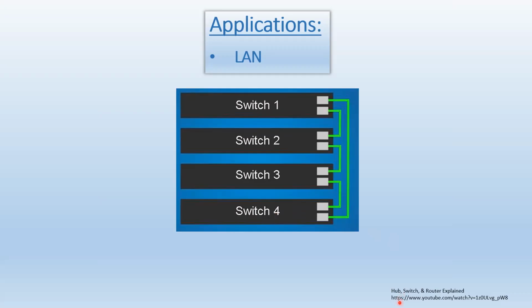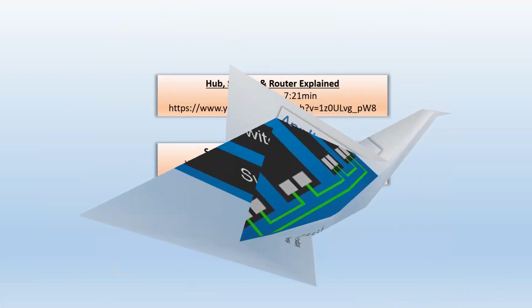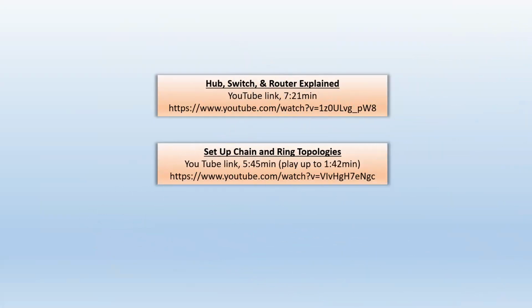Now, here on the bottom, I included the link to a YouTube video that explains the difference between a hub, a switch, and a router. So watch that video, please. This one here. Actually, here, the next slide. Watch those two videos. It's 7 minutes. If you don't know what the difference is between a hub, a switch, and a router, then that's going to give you a good indication on that.